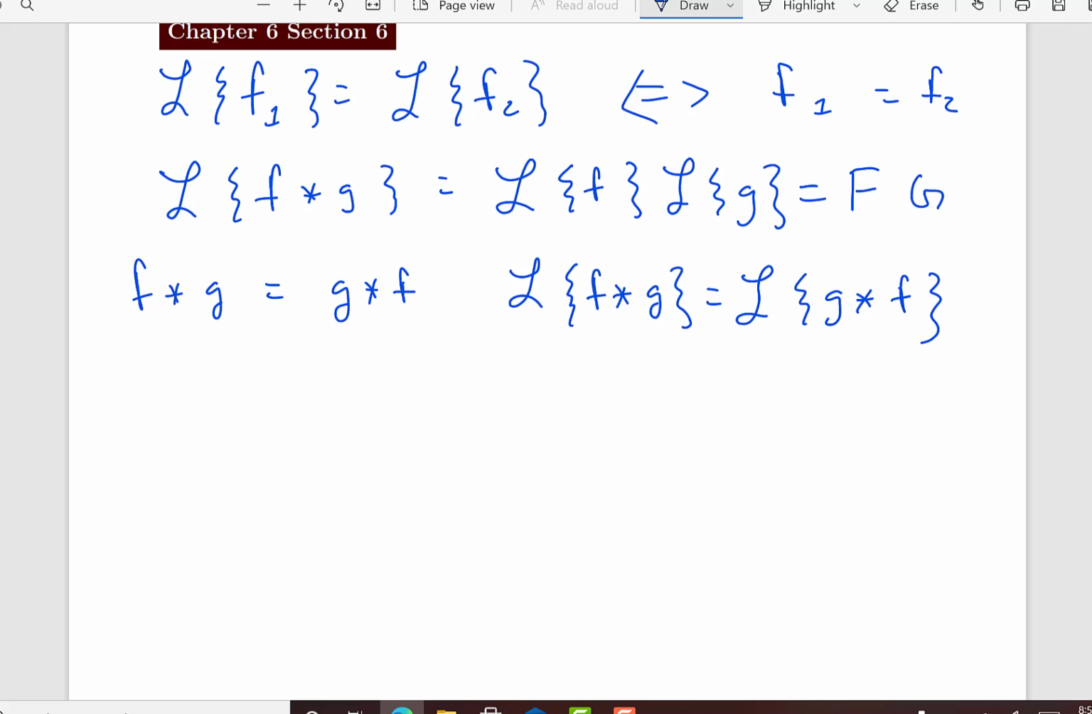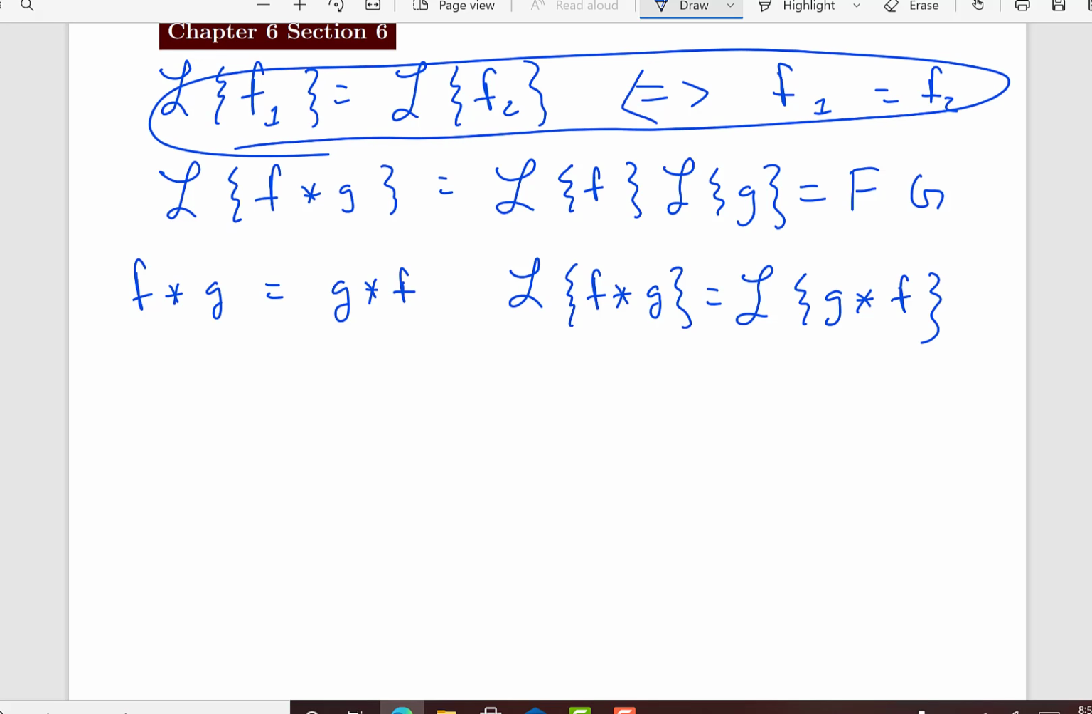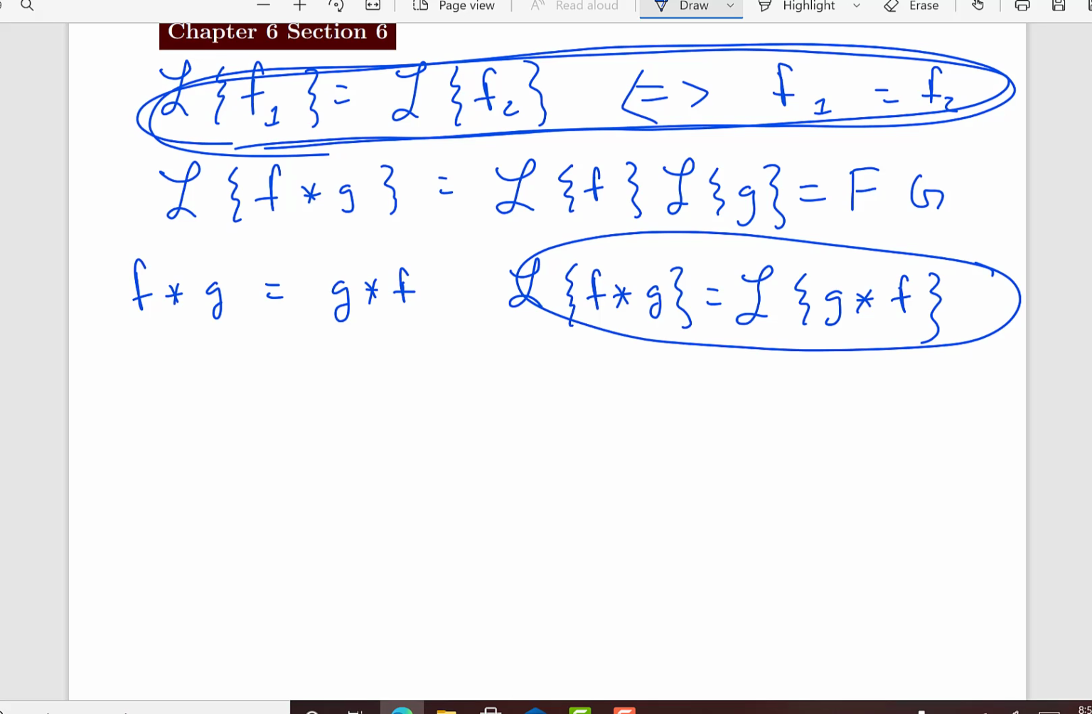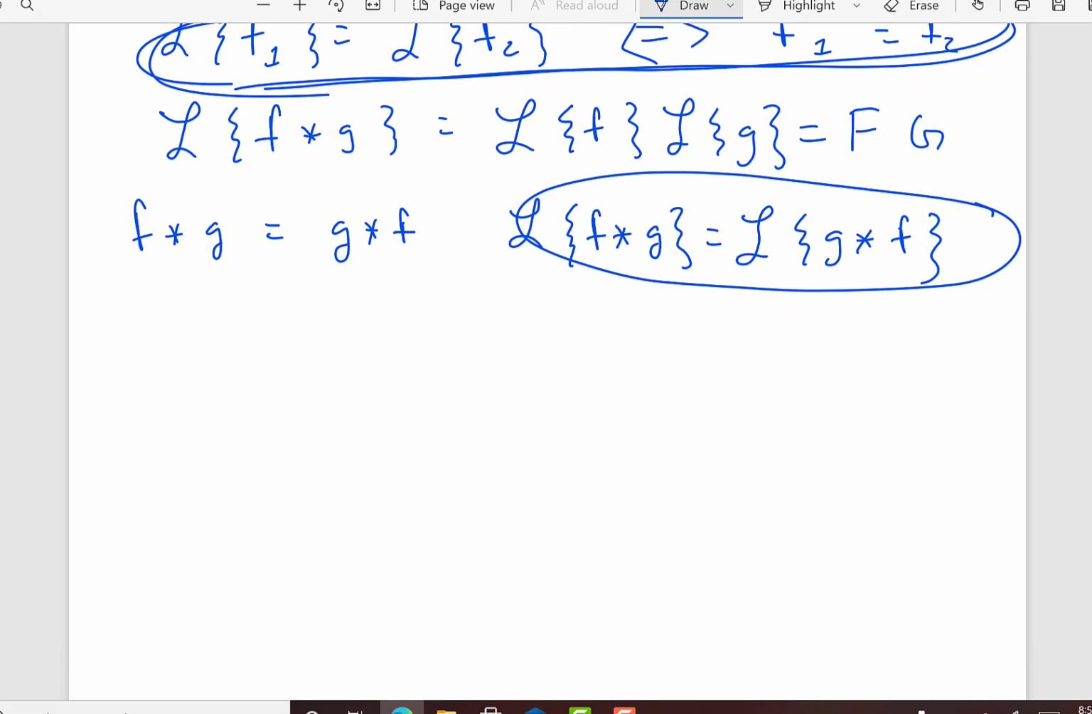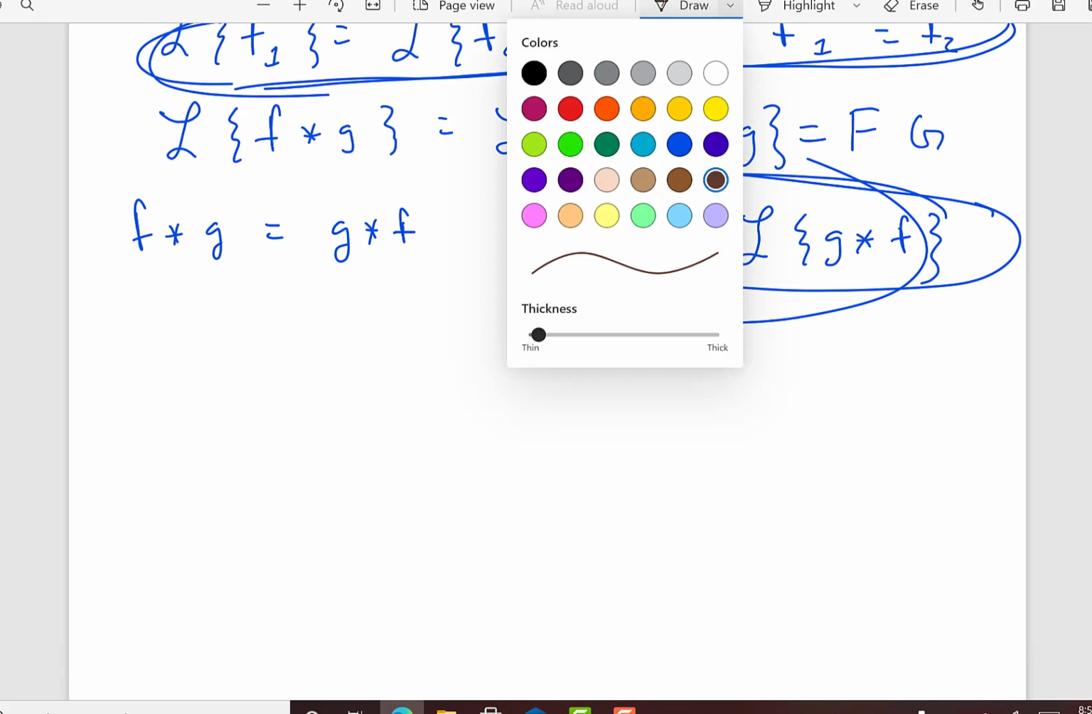Okay, because if that's true, this fact tells us that f convolved with g is equal to g convolved with f. So assume that this fact is true, then using this fact, this lets us imply that f convolved with g is equal to g convolved with f, which is exactly what we're trying to prove. Okay, so now how can we prove this fact?